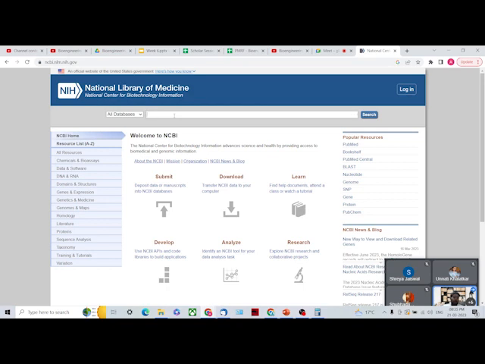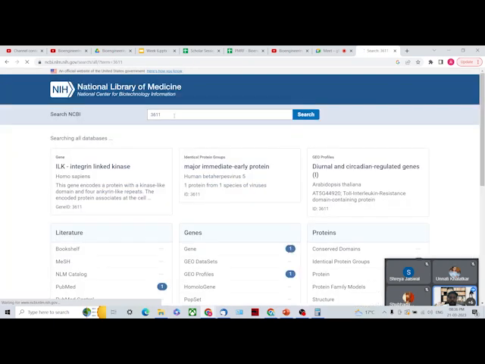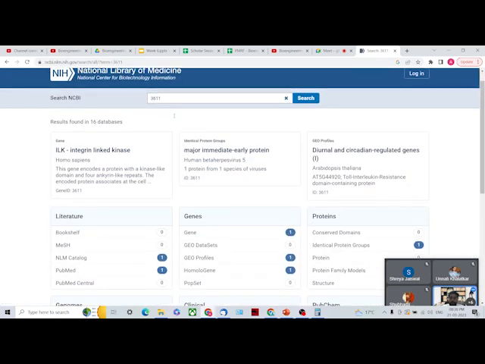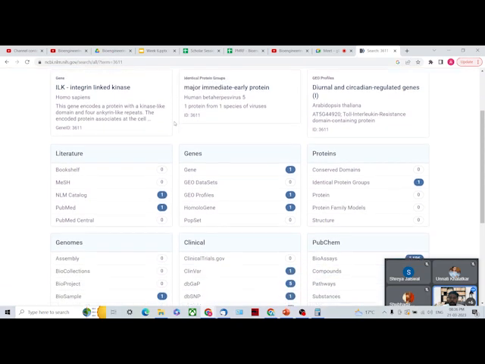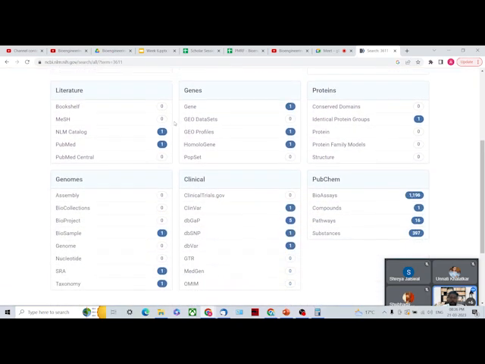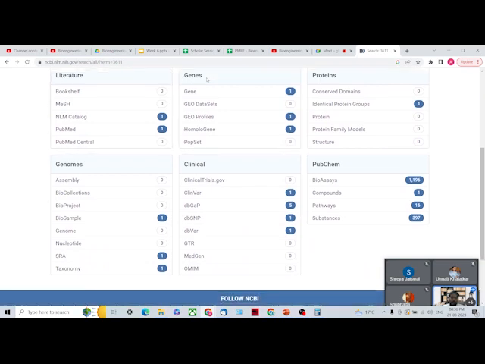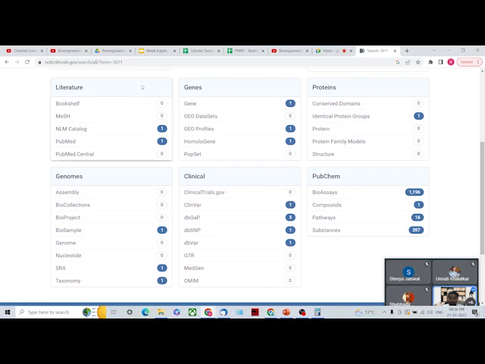This can be the name of any protein or gene that you want. For our particular exercise, this is just the ID of the particular protein that we are given, 3611. We entered it, and this is a page that will open next. Depending on a larger classification of databases, we will have options that we can click. We have literature, genes, proteins, genomes, clinical, and PubChem. Since we have been given that it is the protein encoding gene, we will go to the gene database under this.